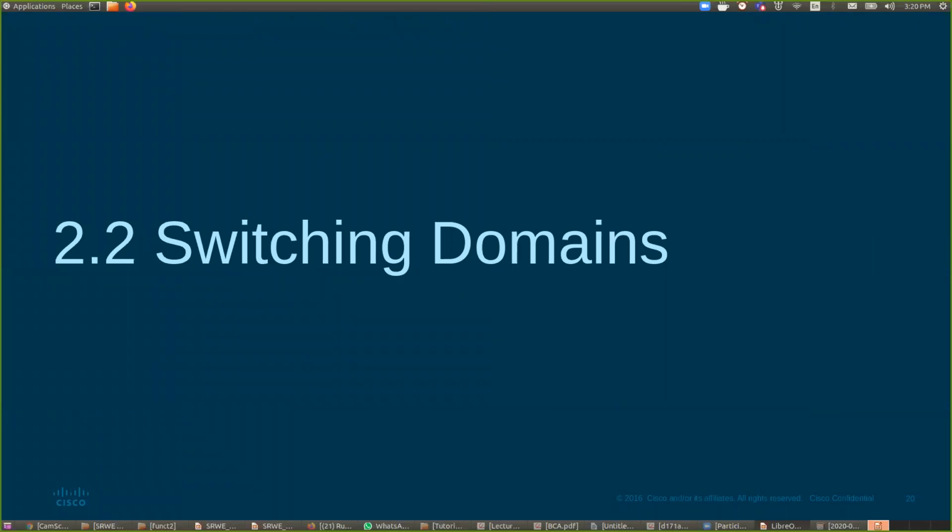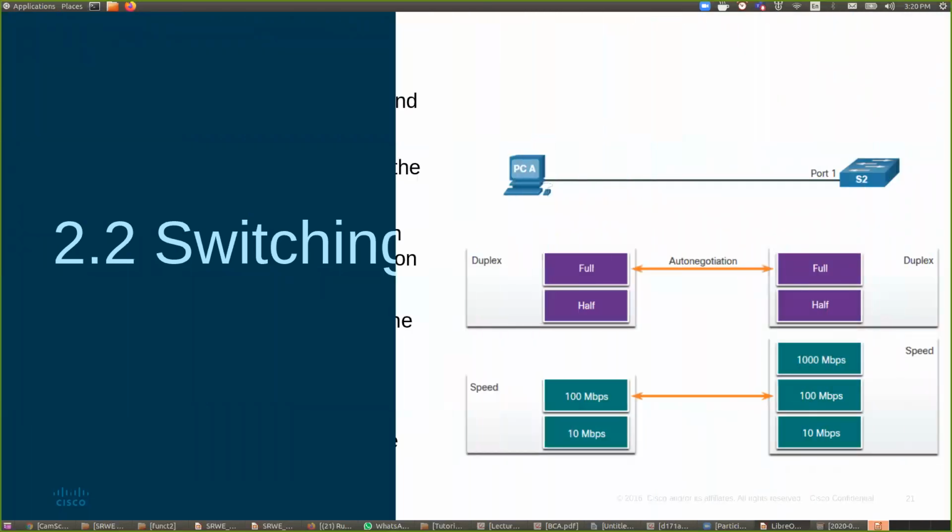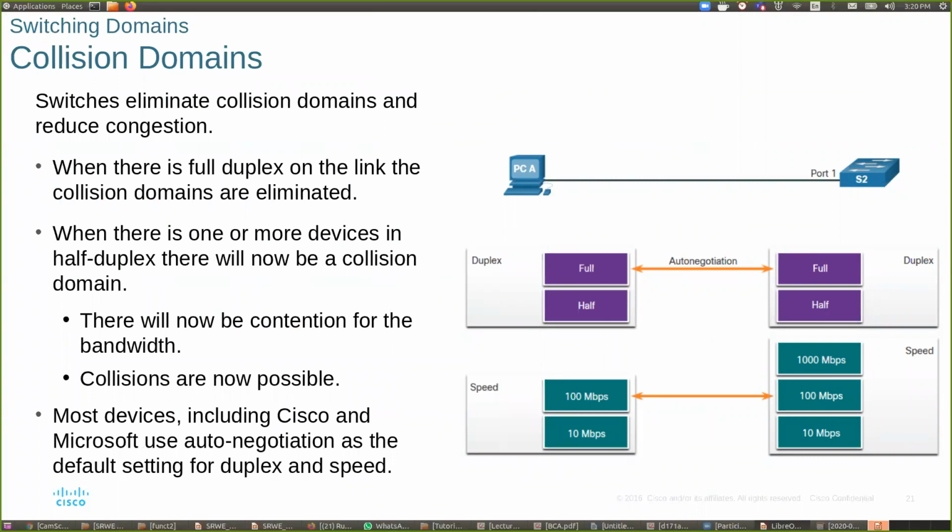So, switching domains. You also have what we call a collision domain. What is a collision domain? A collision domain is an area of the switch environment where devices will compete to send. Switches eliminate collision domains and reduce congestion. So in a switch environment, every single port is a collision domain of its own.